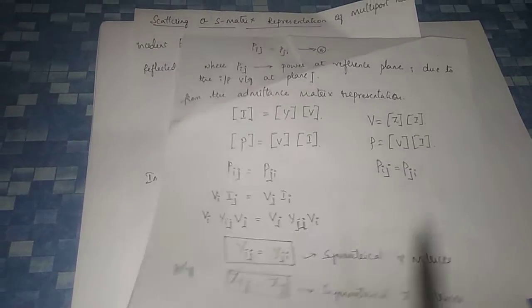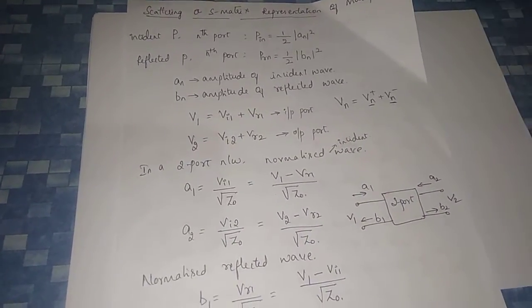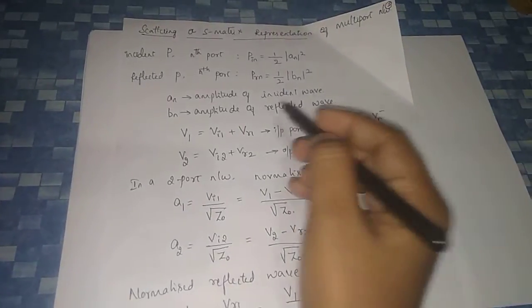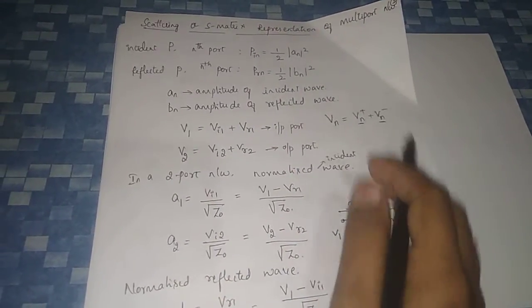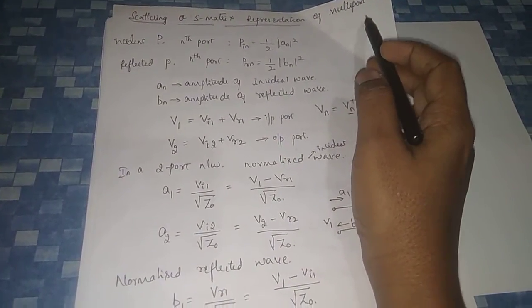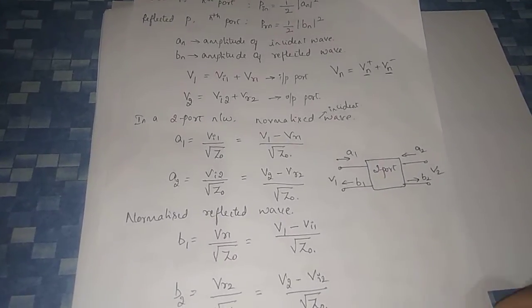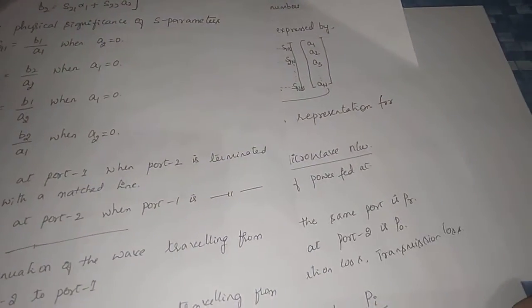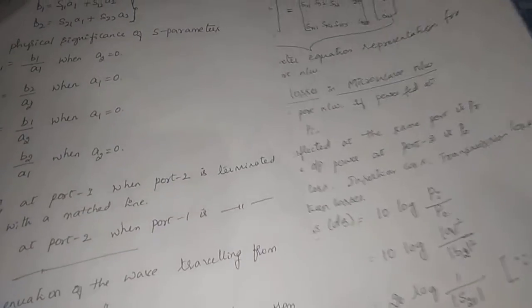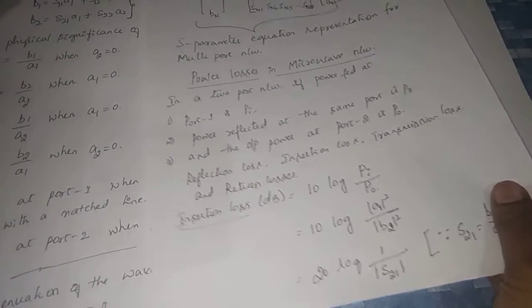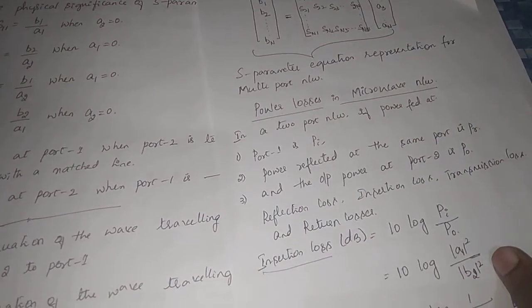And we had also seen in the last class the scattering or S matrix representation for a multi-port network, correct? So we have derived how we can represent the S matrix for a multi-port network. And we had also seen the power losses in the multi-port network or the microwave network, that is your insertion loss, reflection loss, return loss, etc.